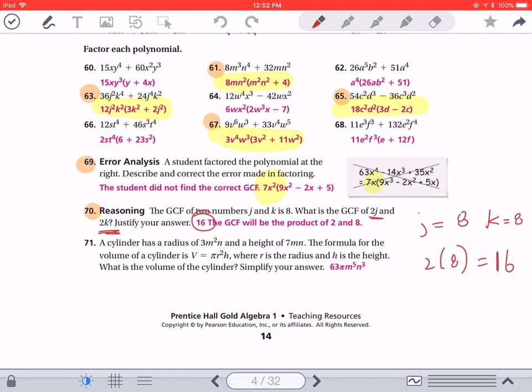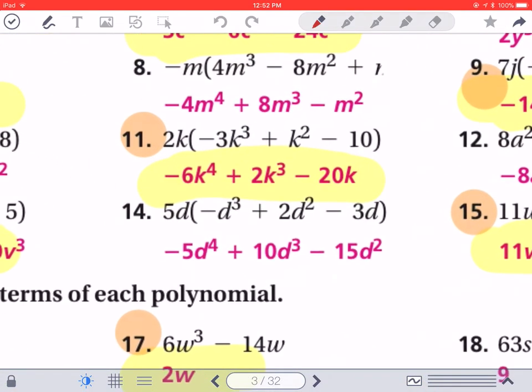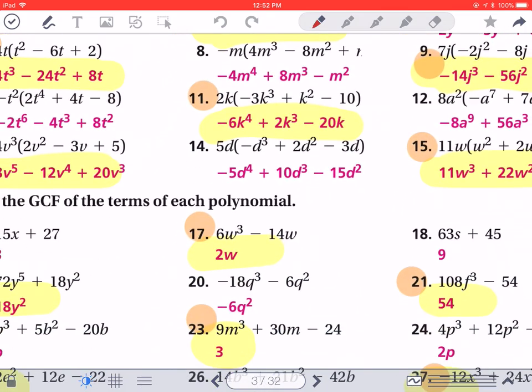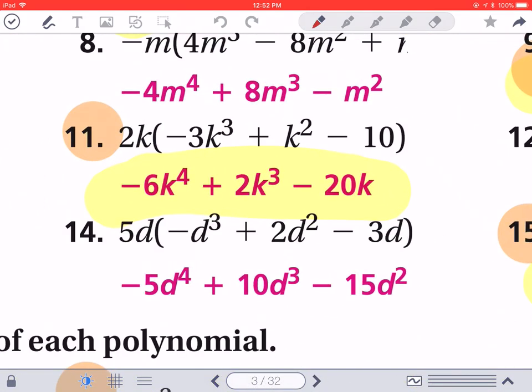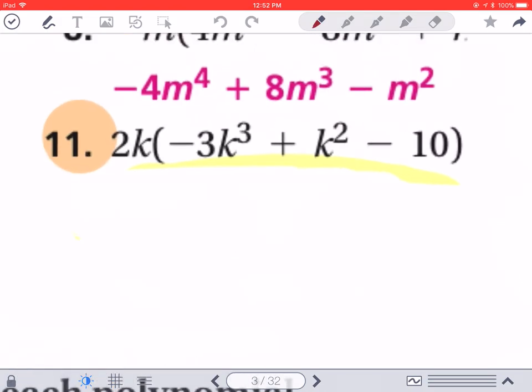All right, let's just pick a couple and go over them, maybe 3 or 4 problems. Let's start out with number 11 here. Make some room. So number 11, distribution problem here. Just distribute.